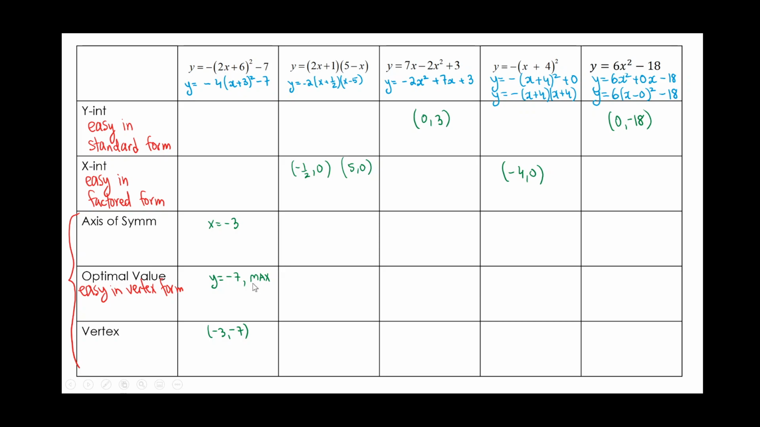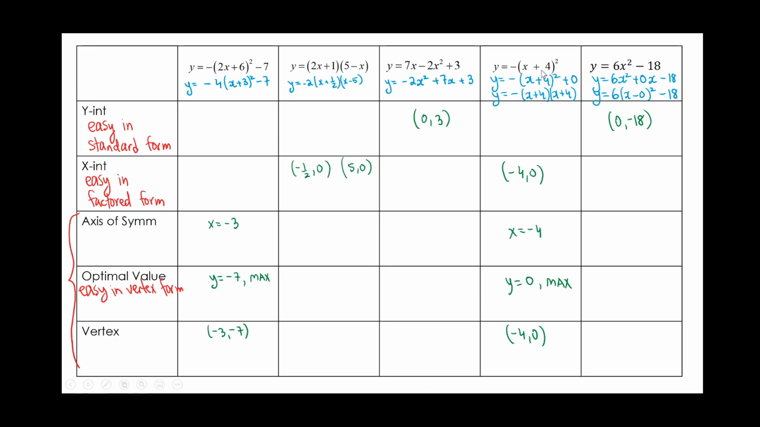Do not make a mistake to think if you see a negative on the y value, that has to be a minimum. That's not always the case. So it all matters how does it open. So you have to look at the a value, not the actual optimal value, to write down the word maximum or minimum.